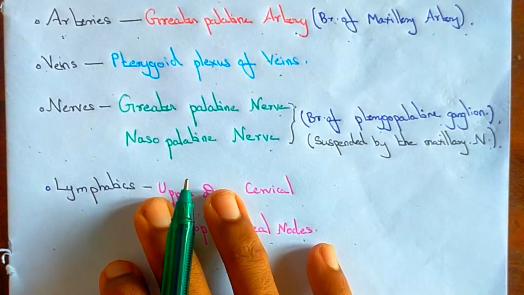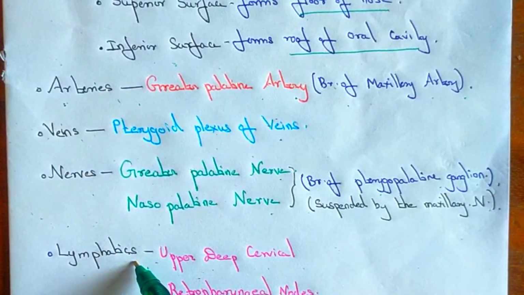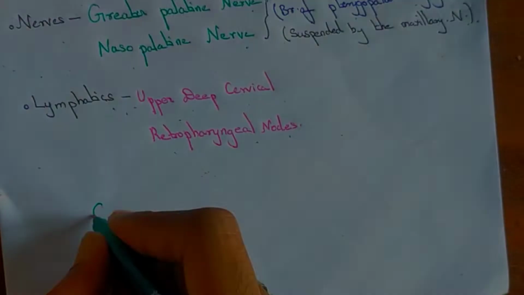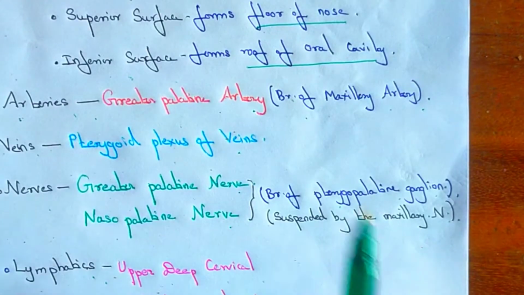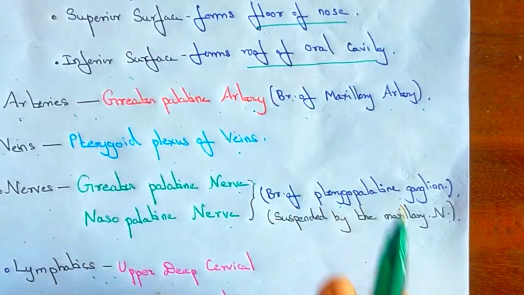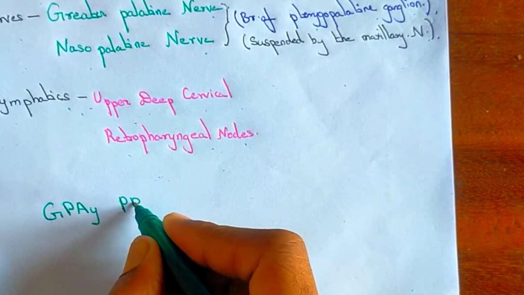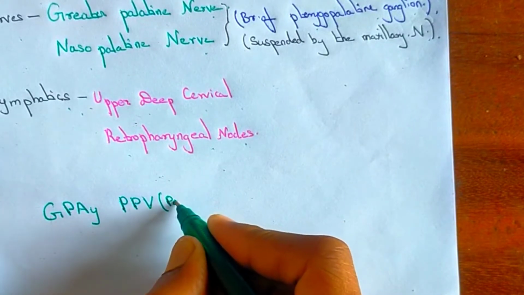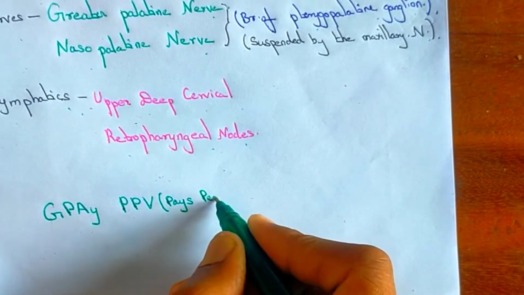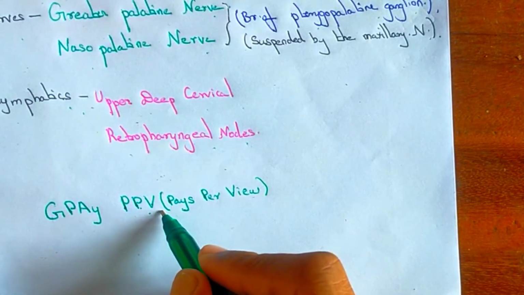Now let's see a mnemonic to remember the arteries, veins and nerves and the lymphatics. The mnemonic is GP, that is greater palatine artery. Pay per view, that is PPV, that is pterygoid plexus of veins.